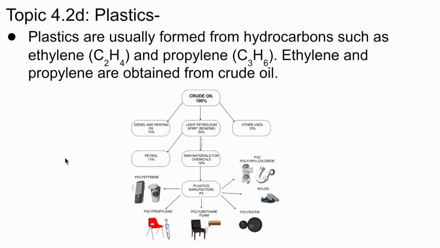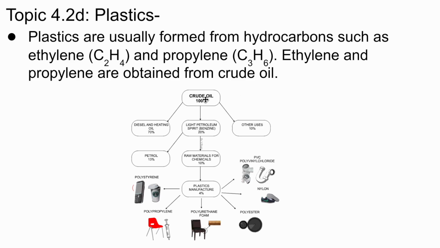Plastics are formed from hydrocarbons. Hydrocarbons are going to have hydrogen and carbon, such as ethylene. You can see that ethylene has 2 carbons and 4 hydrogens, or propylene, which has 3 carbons and 6 hydrogens. Ethylene and propylene are obtained from crude oil, and you can see a flow chart of how this works.